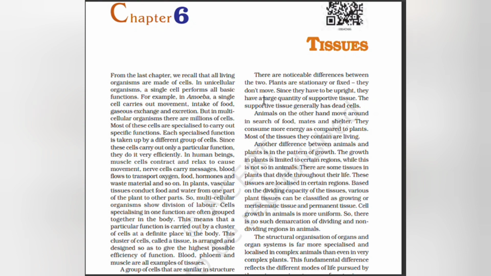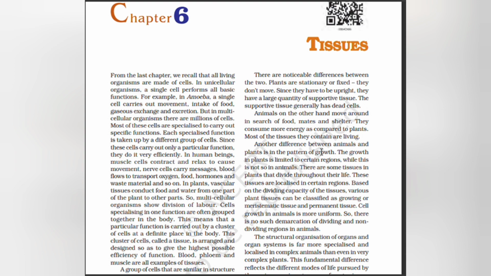Plants are stationary or fixed, they do not move. Since they have to be upright, they have a large quantity of supportive tissues. Supportive tissue generally has dead cells. Animals, on the other hand, move around in search of food, mates, and shelter. They consume more energy as compared to plants. Most of the tissues they contain are living.